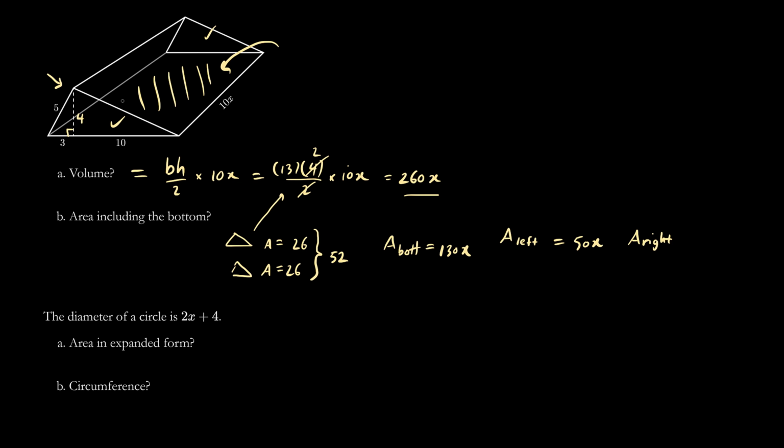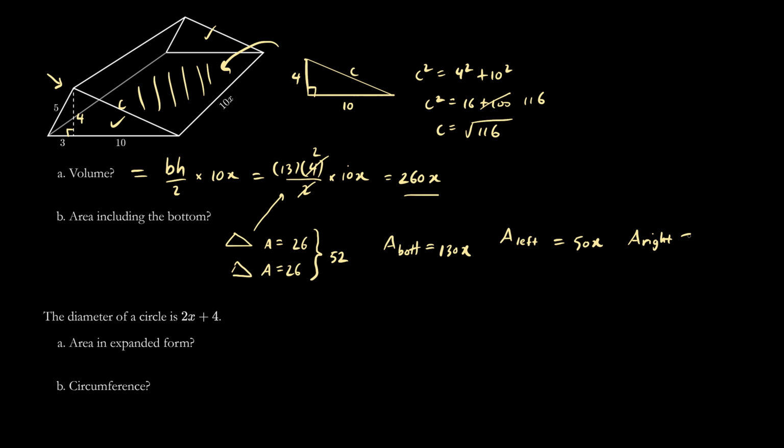Now what is this? What is your hypotenuse, C? This is 4, this is 10. We're going to use the Pythagorean theorem. So if this is 4, a right triangle, and this is 10, what is C? C squared equals 4 squared plus 10 squared, 16 plus 100, which happens to be 116. So therefore C equals the square root of 116. So the area of the right is this times this, which is root 116 times 10x, or 10x root 116.